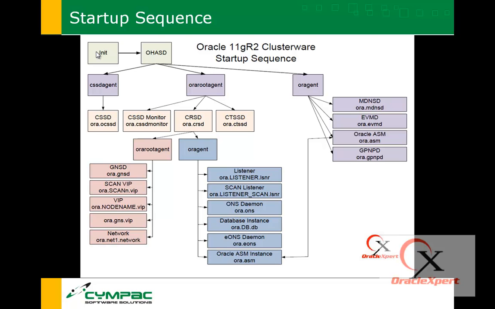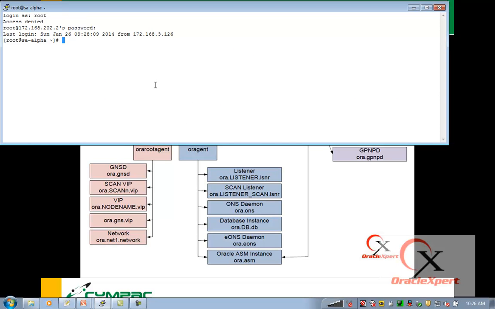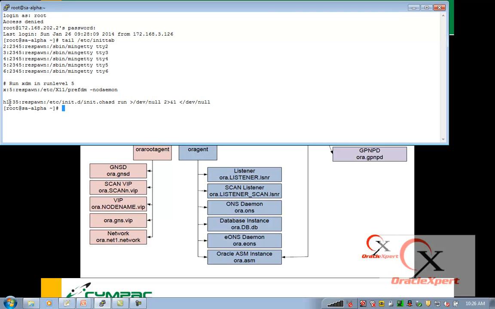In the inittab file, I will also show you on the actual box, the last line of your /etc/inittab file is the one that triggers the Oracle High Availability Service Daemon, the OHASD framework.